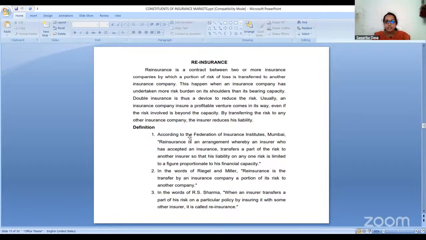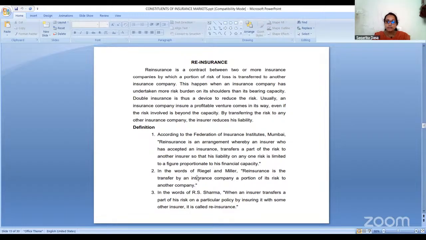Now, some of the definitions. According to the Federation of Insurance Institutes, Mumbai, reinsurance is an arrangement whereby an insurer who has accepted an insurance, that is the insurance company, transfers part of the risk to another insurance company so that his liability on any one risk is limited to a figure proportionate to his financial capacity. Because he is sharing the risk, it is proportionate to the risk he can face based on his financial capacity. So that is the reinsurance definition.